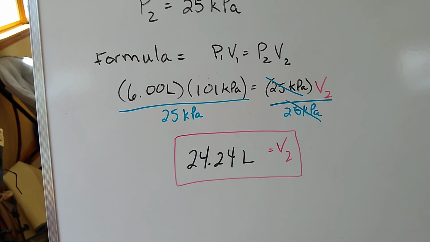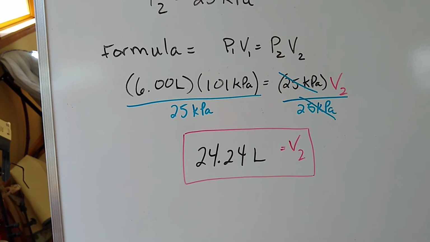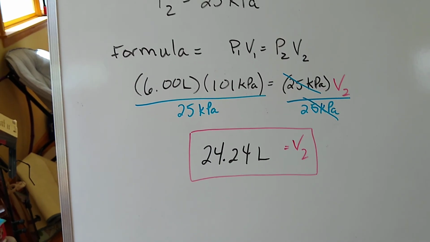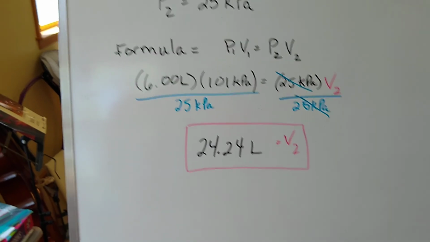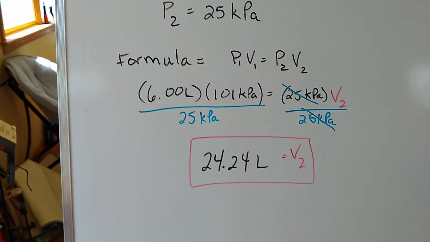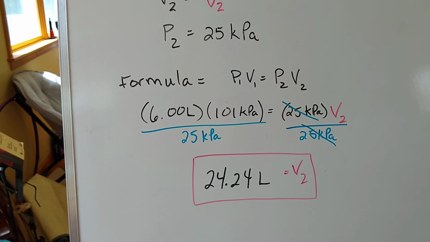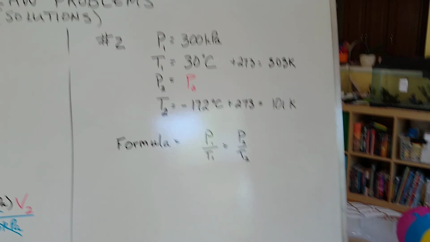So then we have 6 liters times 101 kilopascals divided by 25 kilopascals. Notice you have a kilopascal in the numerator and the denominator, so they will cancel, leaving you with a unit of liters. And when you carry out the math, you get an answer of 24.24 liters.